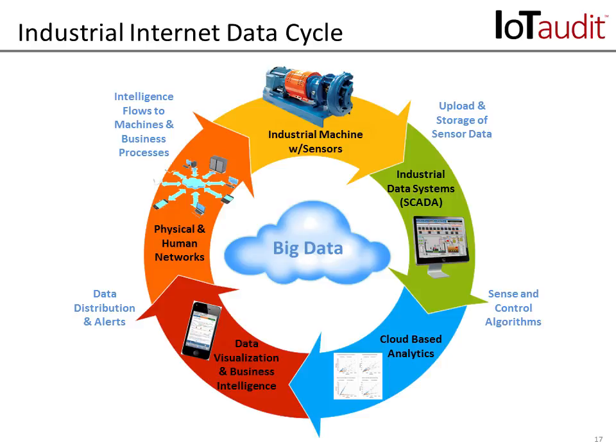Now, once the data is analyzed, it's very important to have the data visualized so that you can create business intelligence from the data and make it useful for people to take action. And then that data is distributed up there about 10 o'clock. We've got physical and human networks, and the intelligence then flows to machines and business processes so you can make adjustments to optimize the performance of the network, and then the cycle continues.